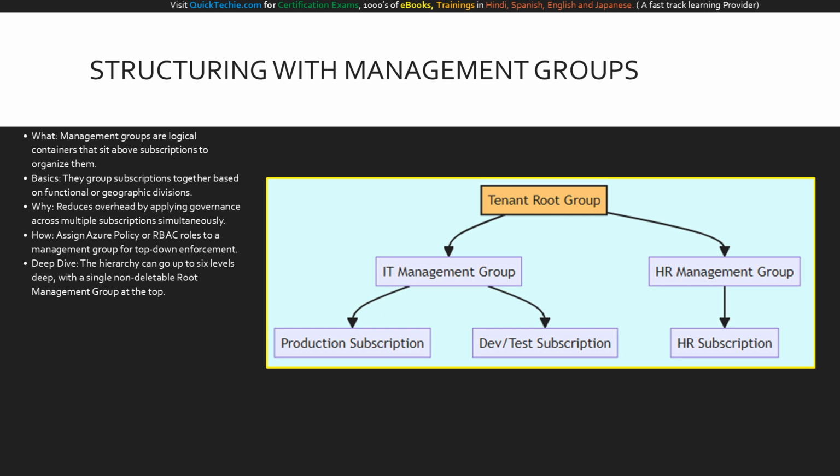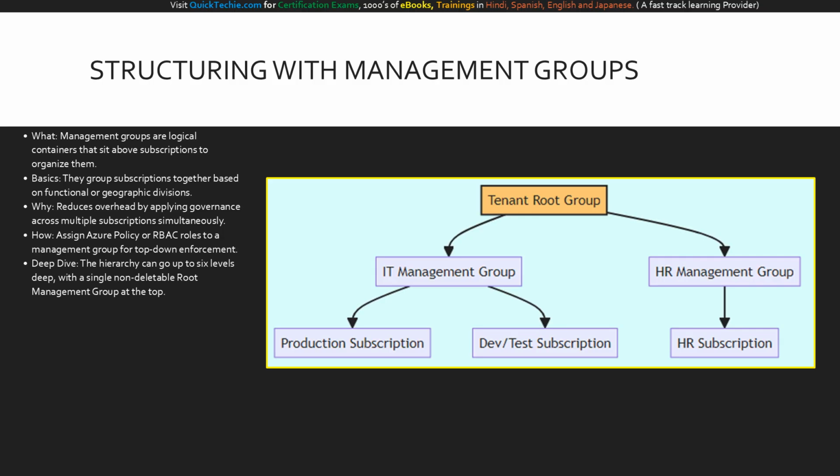As a deep dive into the architecture, remember that this hierarchy can be up to 6 levels deep. At the very top, there is a single tenant root group that is created by default, which cannot be deleted, and all subsequent groups and subscriptions fall under it.